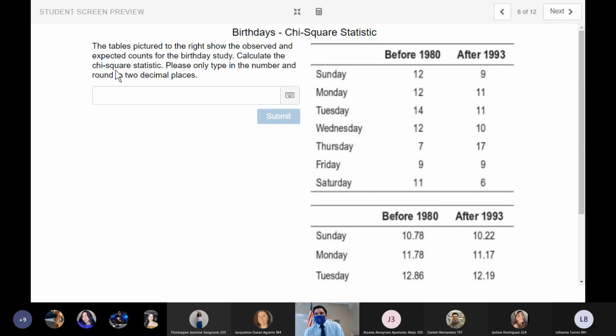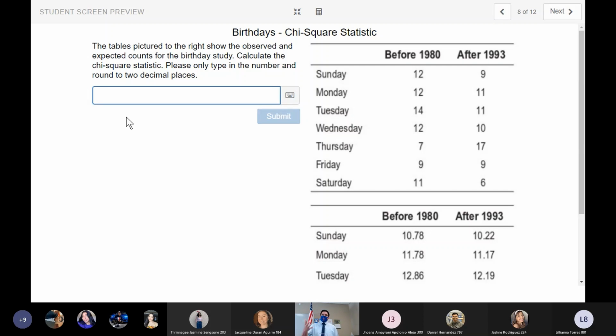Calculate the chi-square statistic. Please only type the number and round to 2 decimal places. So that means all I want is a value in here. I do not need the chi-square notation. I don't need you to show all 14 parts of this calculation, just the final number value, rounded to 2 decimal places.